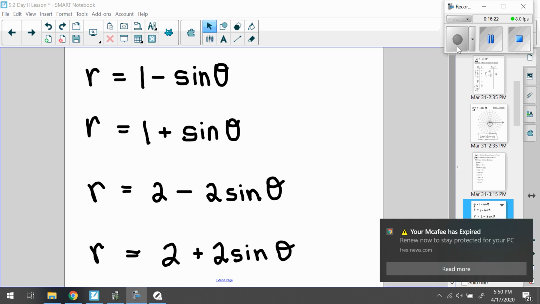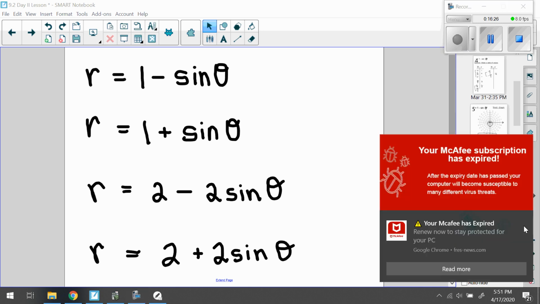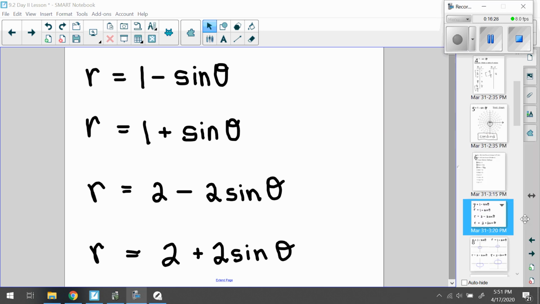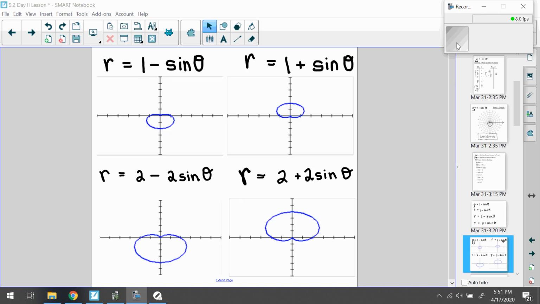Definitely encourage you to do that. Get out your graphing calculator, use the same settings that I just shared with you, and just take a few minutes, pause the video and plug in each one of these and see how things change. So if you did that, you would have noticed your graphs look a little something like this for each one.